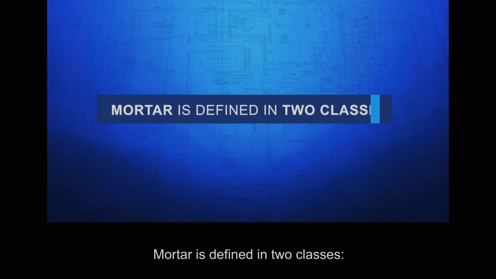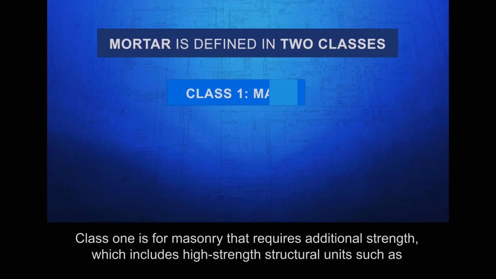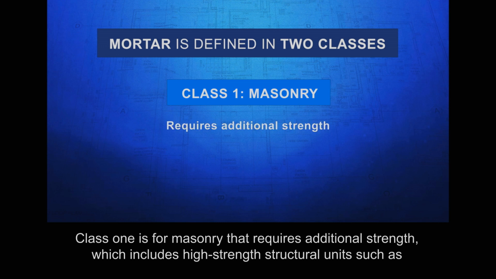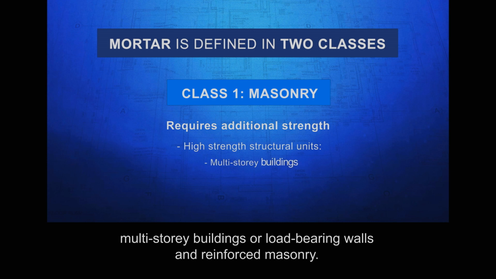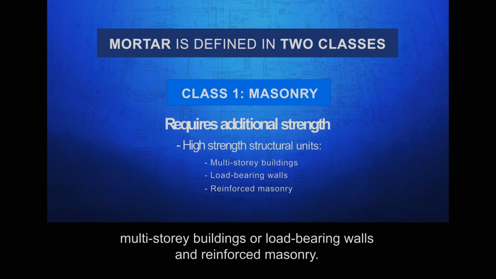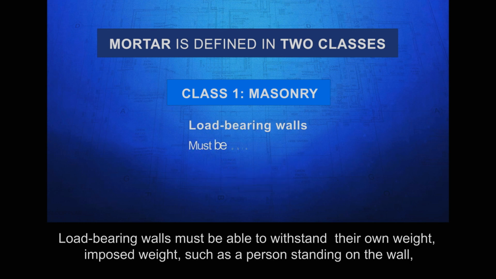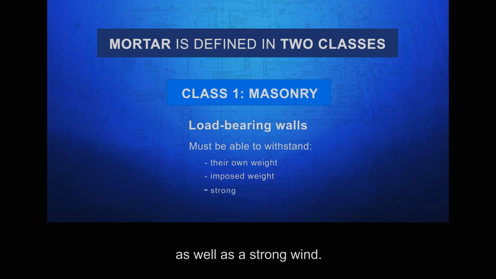Mortar is defined in two classes. Class 1 is for masonry that requires additional strength, which includes high-strength structural units such as multi-story buildings or load-bearing walls and reinforced masonry. Load-bearing walls must be able to withstand their own weight, imposed weight such as a person standing on the wall, as well as the strong wind.